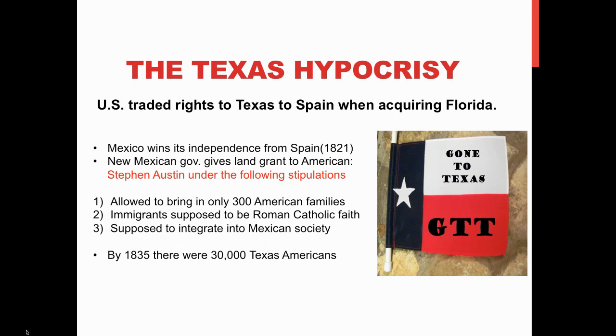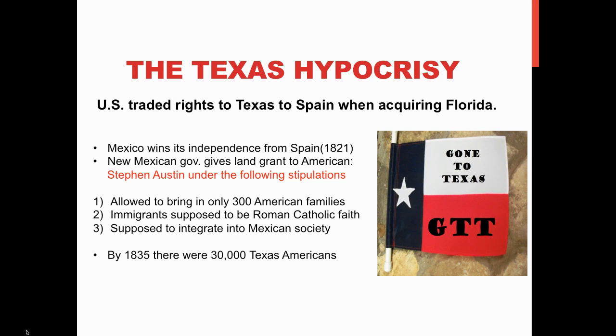Now, the Spanish government had promised some land to a man, Stephen Austin's father, and this new Mexican government, drastically needing money, is going to honor that agreement and give a land grant to an American, Stephen Austin. He pays for this. The Mexican government drastically needed the money, but there are certain stipulations that Stephen Austin must follow in order to move into Texas.